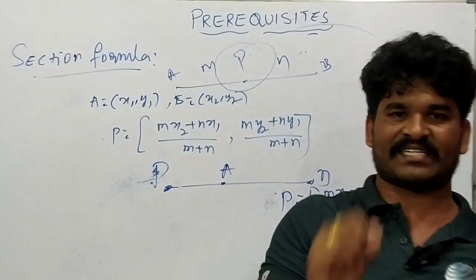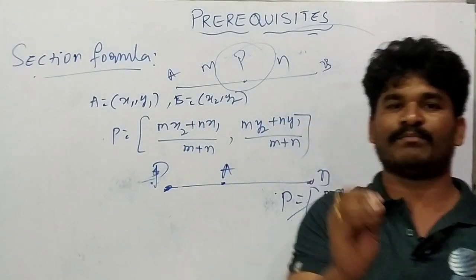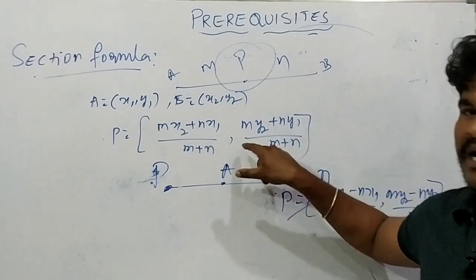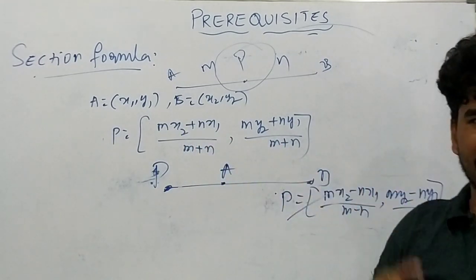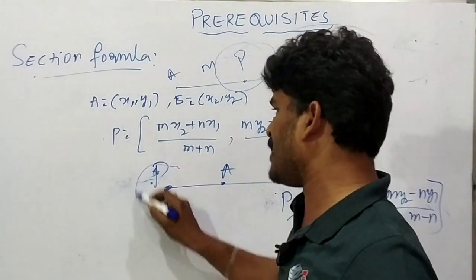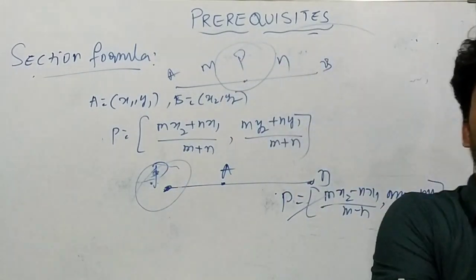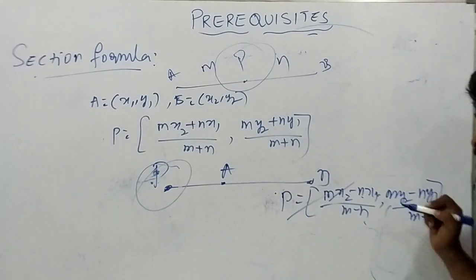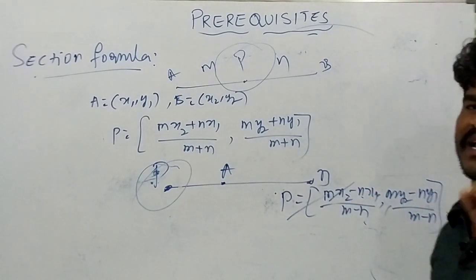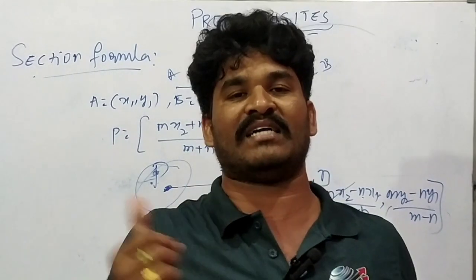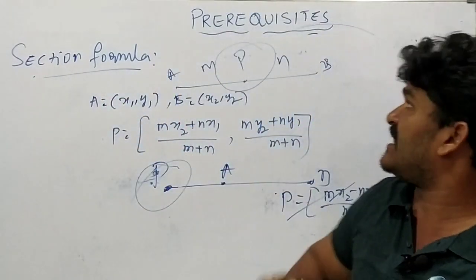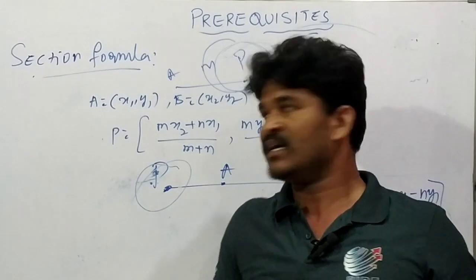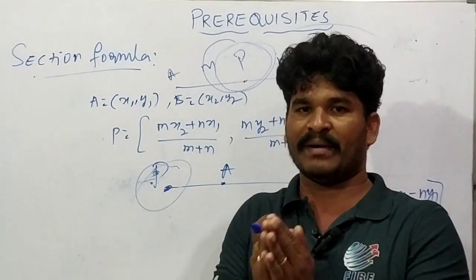Whenever point P intersects line segment AB internally, it is (mx2 + nx1)/(m + n), (my2 + ny1)/(m + n). Similarly, when P intersects AB externally, the formula is (mx2 - nx1)/(m - n), (my2 - ny1)/(m - n). This is the previous knowledge of this formula. Especially, this topic is in the prerequisites, and the topic is 2D geometry.